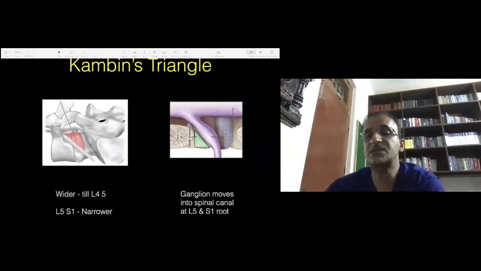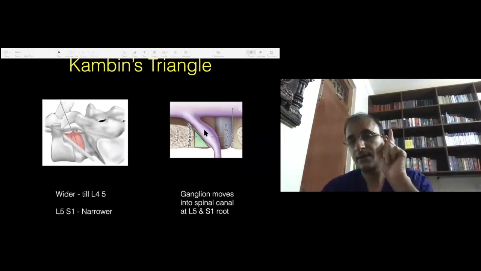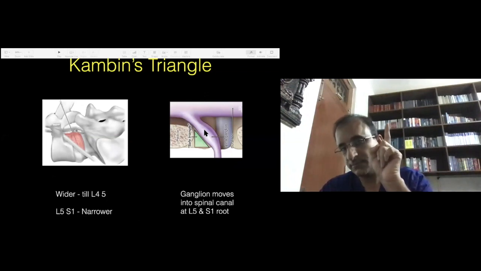Fine. So this will be the picture for you when you are looking through the endoscope. You'll have the disc, you'll have the traversing root. On the left would be the exiting root, when you're approaching from the left side.